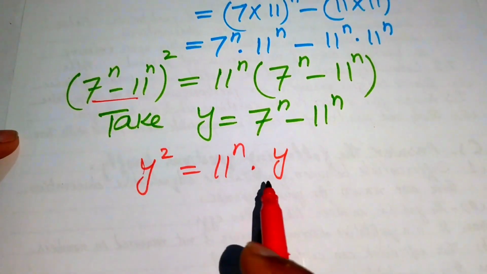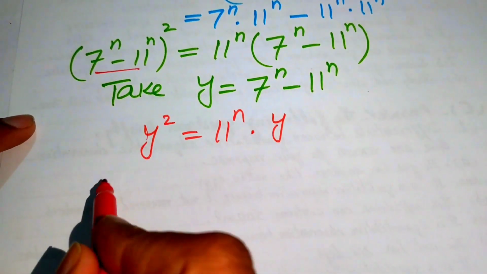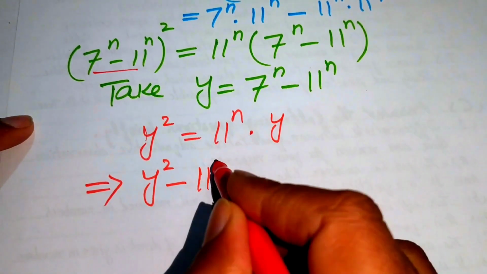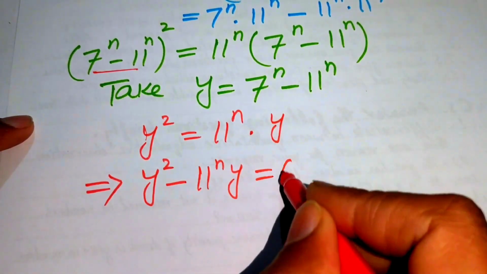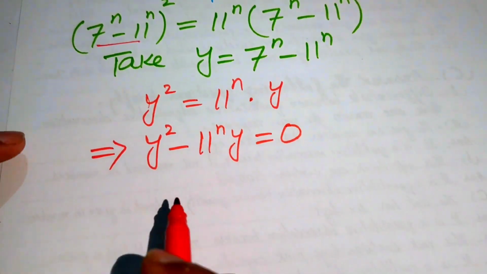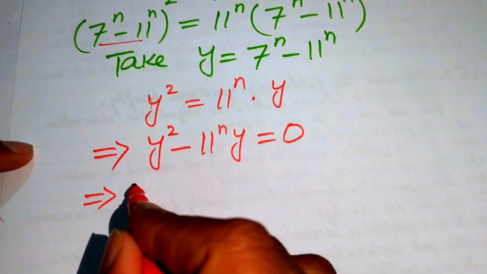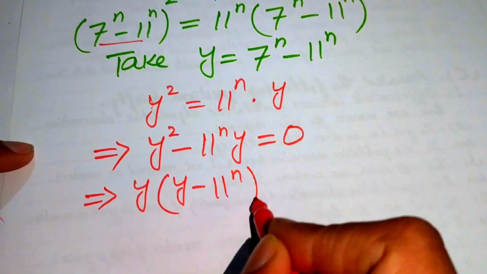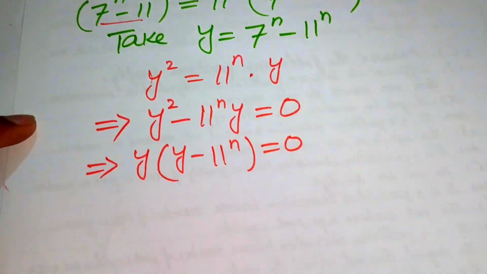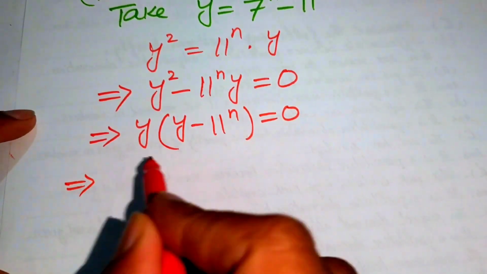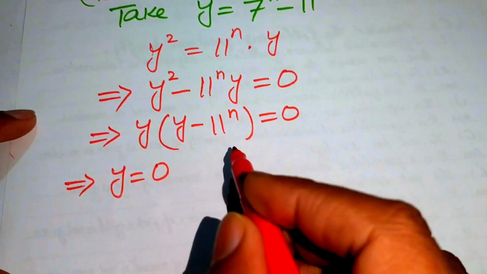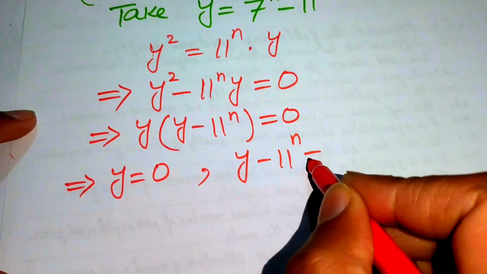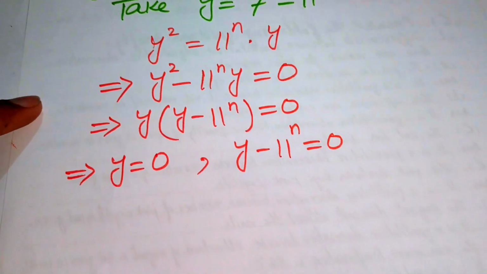Now we move all the terms from the right-hand side to the left-hand side and we get y² − 11^n times y = 0. Here y is the common term, so we take it common and we get y times (y − 11^n) = 0. We convert this equation into two cases: the first case is y = 0, and the second case is y − 11^n = 0.